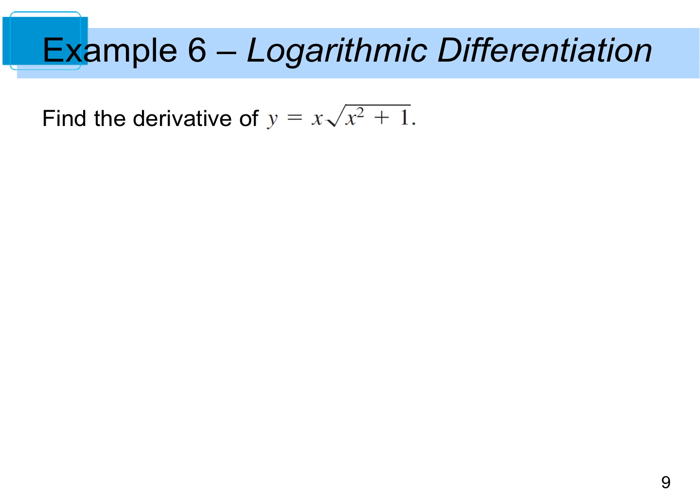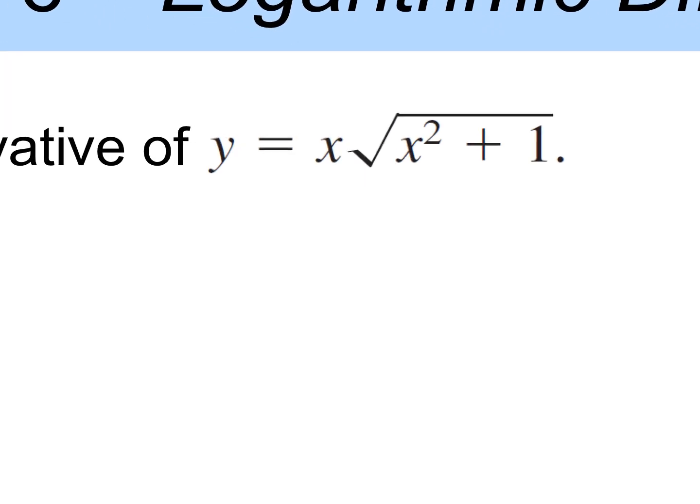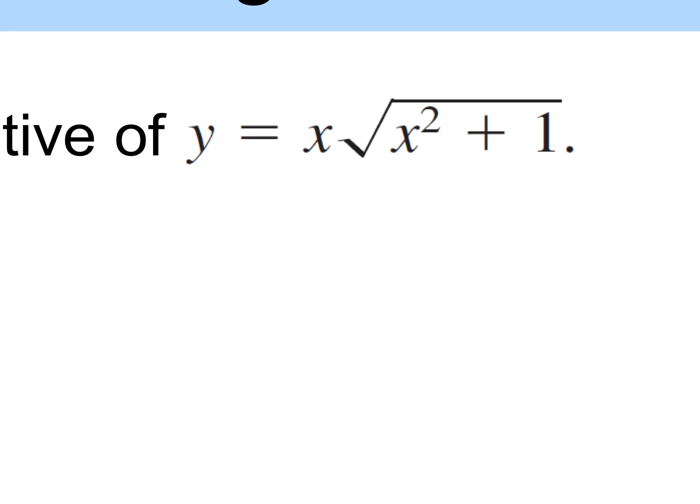So let's look at example 6. So we could take the derivative here. We'd have to use our product rule, and since we have a square root, we'd have to use our chain rule too. But we're going to use our new log strategies that we know. So I'm going to take the ln of both sides.